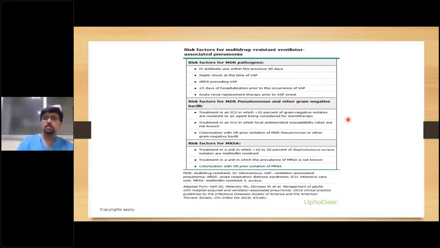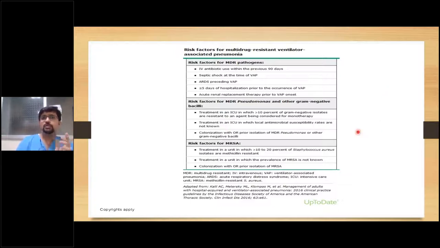Here is treatment in an ICU in which more than 10% of the gram-negative isolates are resistant to an agent being considered for monotherapy. So usually we end up starting a monotherapy using a third generation cephalosporin if the patient is stable, and we go for a higher antibiotic if the patient is unstable or has a very severe infection. So considering this, if more than 10% of the gram-negative isolates are resistant to that monotherapy, third generation cephalosporins or some other drugs also, then there is a possibility of pseudomonas.